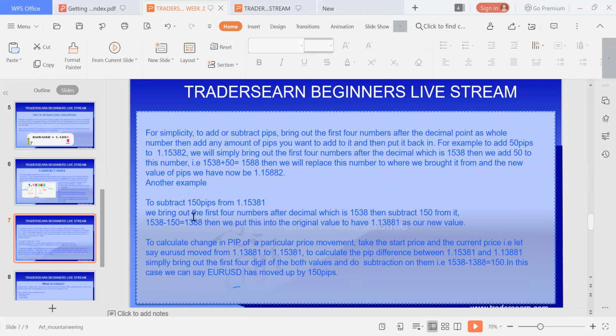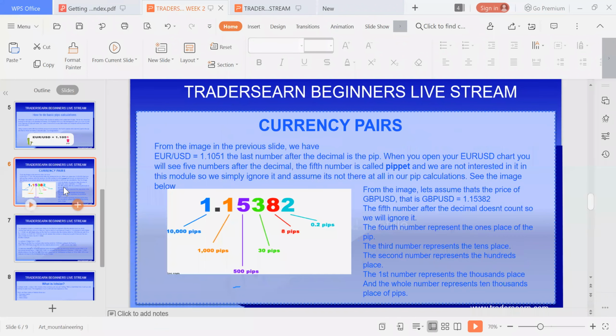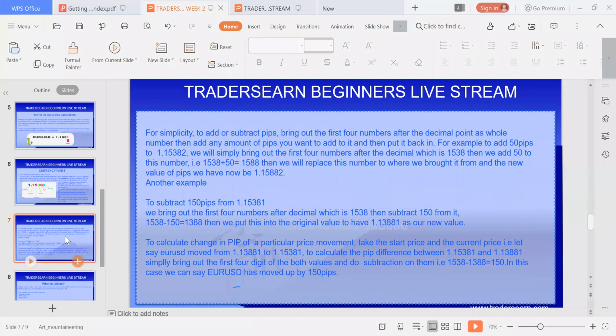All right, now this is a very important aspect of it. For simplicity, to add or subtract pips, bring out the first 4 numbers after the decimal point as a whole number, then add any amount of pips you want to it, and then put it back in. Okay, let me break this down using this same number as an example.